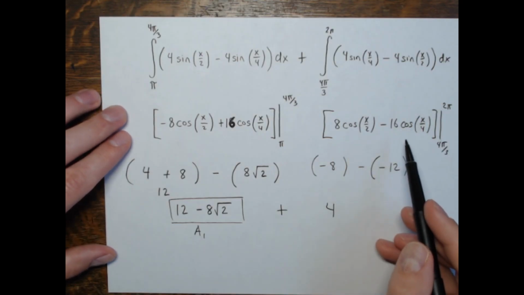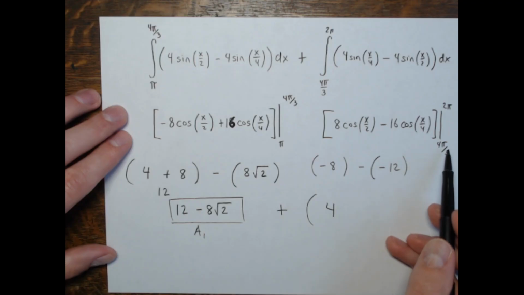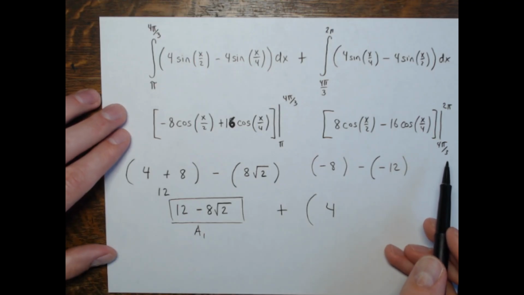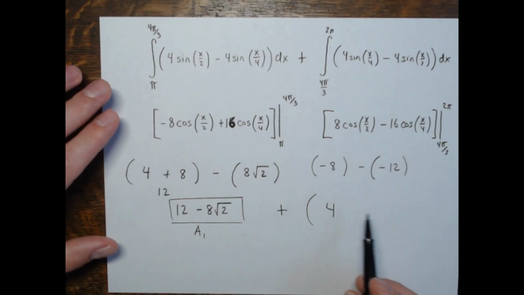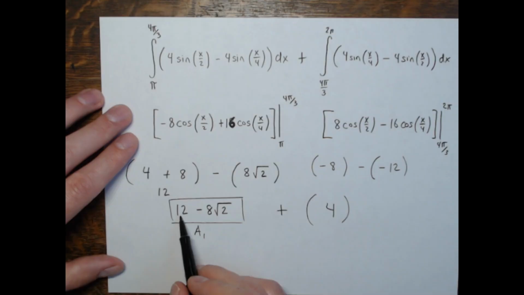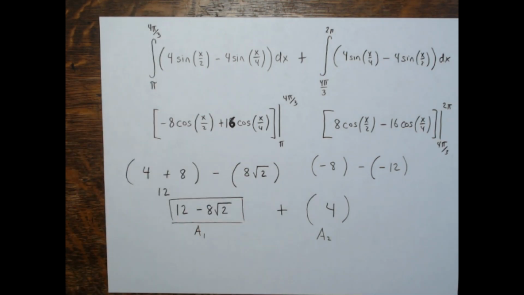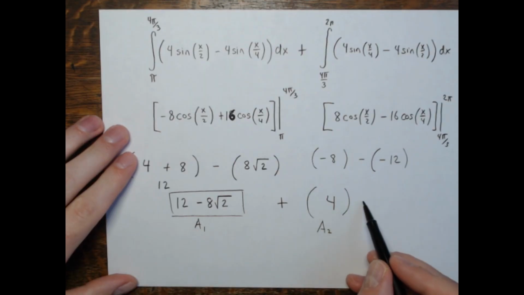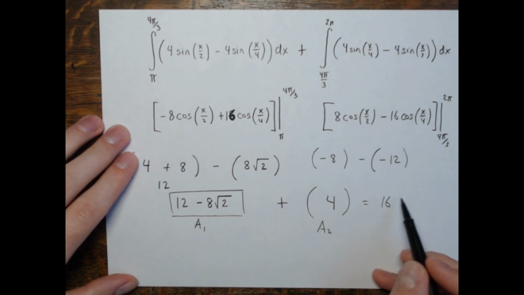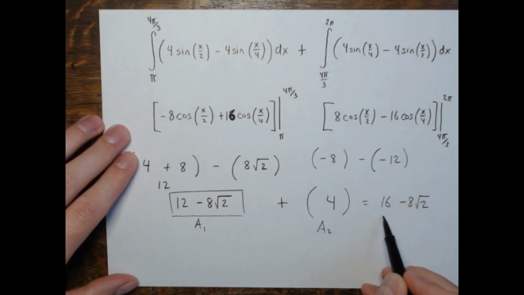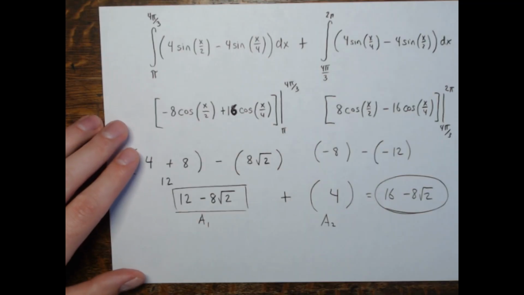When I plug in 2 pi, not done yet. Oh no, I am done. Plus 4. And then 12 minus 8 root 2, that was the area from pi to 4 pi over 3. And then from 4 pi over 3 to 2 pi, we ended up with 4 square units there. So add those together, you get 16, right? 12 and 4 minus 8 times the square root of 2. And there's your total area, and that's what I'll be entering.